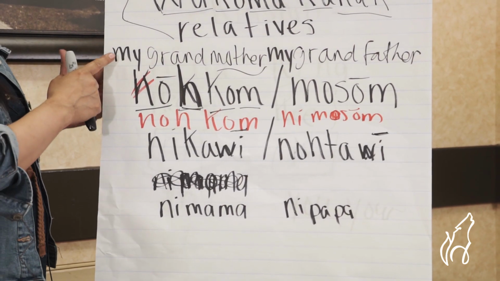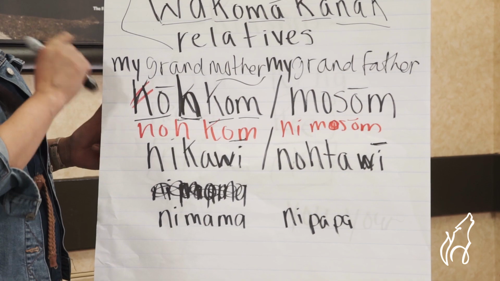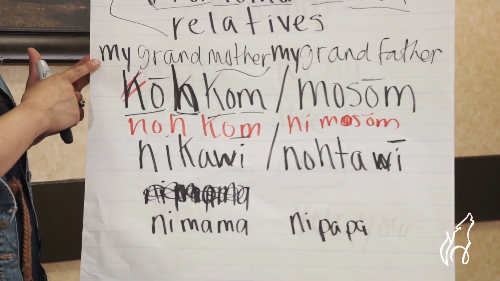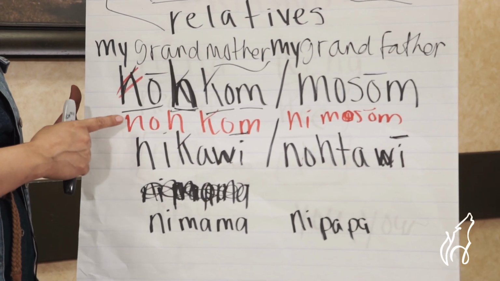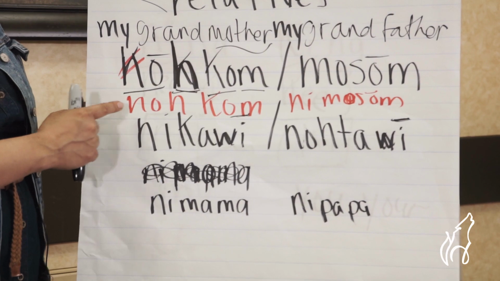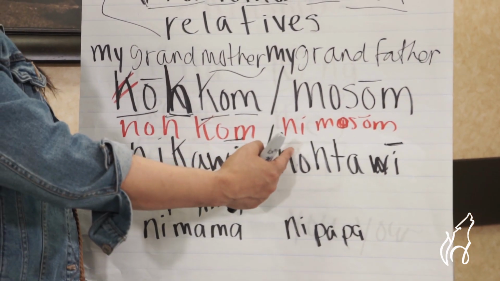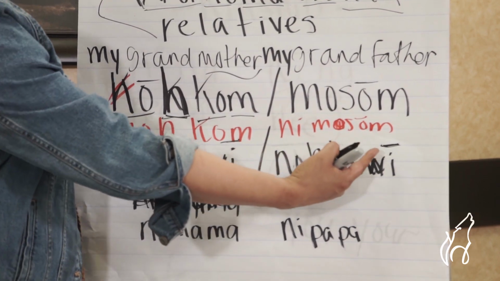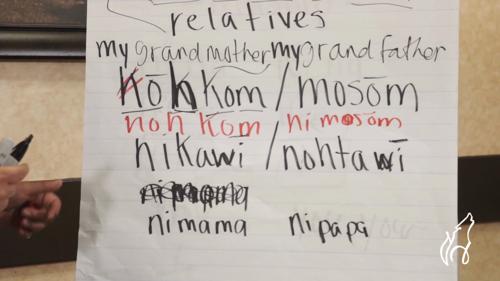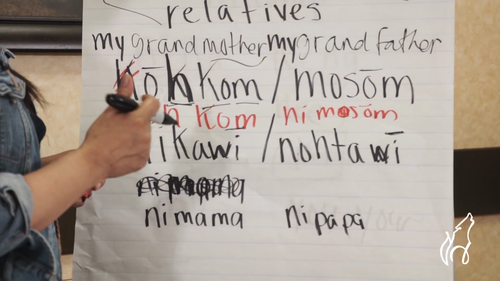So you're gonna say my grandfather. Ne mushum. You're gonna repeat after me. My grandmother. Nokum. Nokum. Nokum. And then you're gonna go to my grandfather. Nimushum. Nimushum. Nimushum. There you go. Okay, now you're gonna go down to your parents.